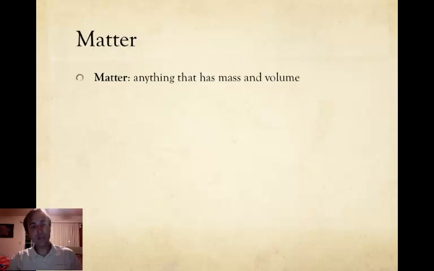Our first section, Notes 2-1, is going to talk about the properties of matter. So the first thing we need to do is define what matter is. Matter is anything that has mass and volume. These are two quantities that we've talked about in the past, but realize that you need both of them together in order to have matter.